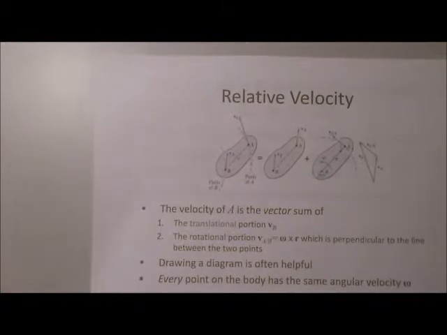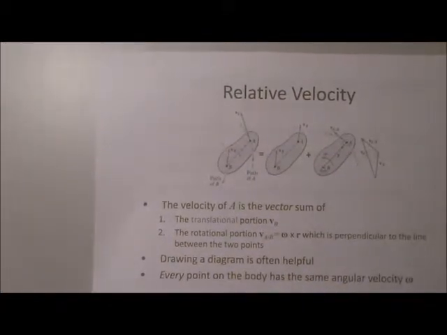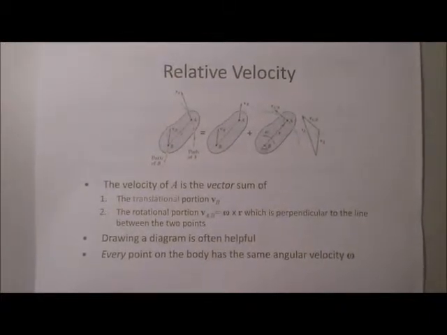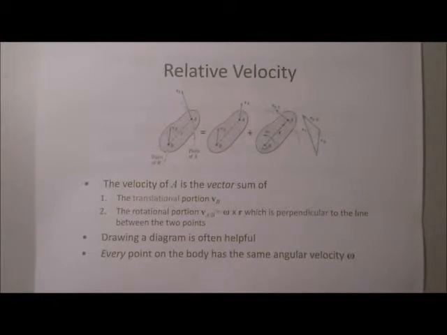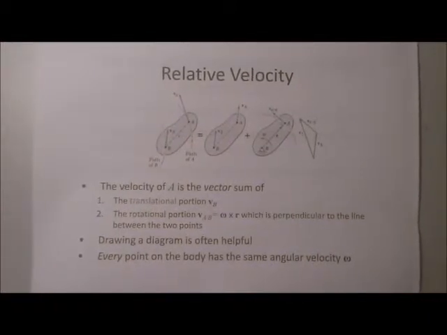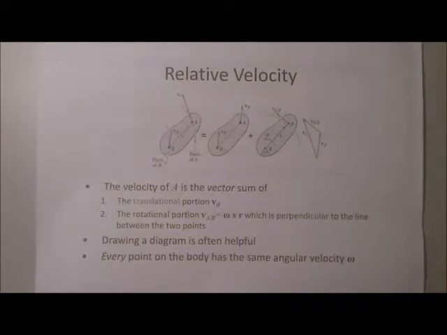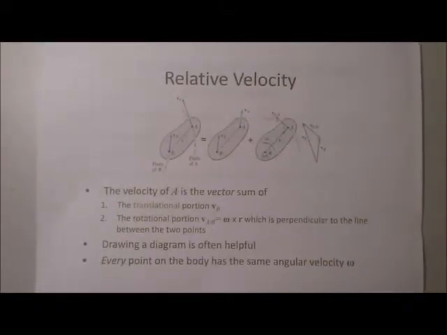Relative velocity. The velocity of A is the vector sum of the translational portion VB and the rotational portion VA relative to B, which is perpendicular to the line between the two points. Every point on the body has the same angular velocity omega.